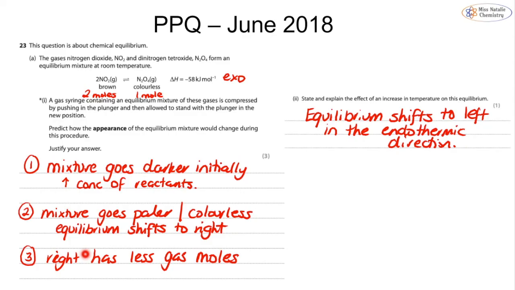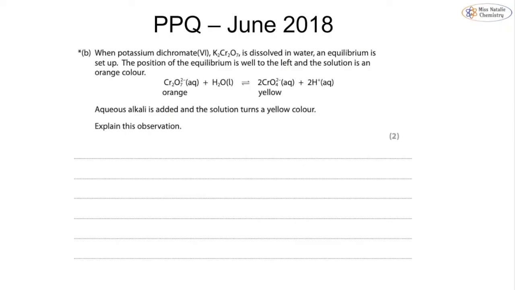We simply say that the equilibrium is shifting because it would prefer to be in the endothermic reaction. You could even say because it goes away from the exothermic, or because the forward reaction is exothermic. Either one would be accepted. And for part B, we've got potassium chromate(VI) dissolved in water and an equilibrium is set up. The position of equilibrium is well to the left, so our solution appears as an orange colour. We're adding aqueous alkali and we see the solution turning yellow, and we want to explain this observation.